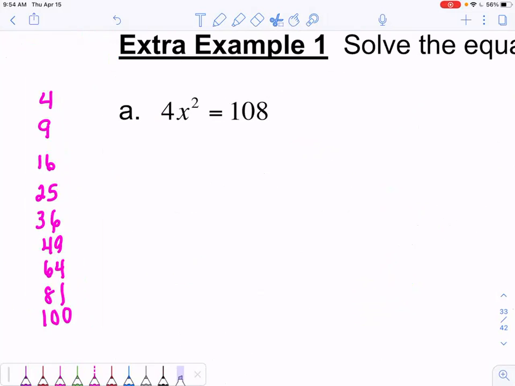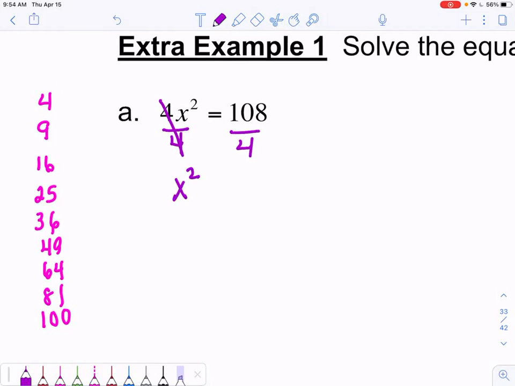Jason, what do you think you would do to get x squared by itself? Yeah, divide by 4. So instead of it being x squared plus 4, it's now 4 times x squared. The opposite of multiplication is division. So the process of solving the equation hasn't changed. We still isolate the variable using the same steps. Jason, do you know what 108 divided by 4 is? 27. So x squared is by itself.